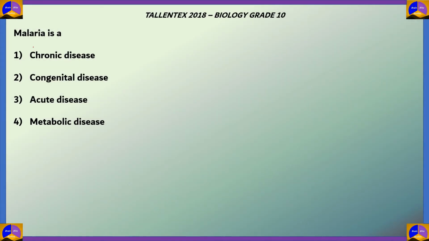Next question. Malaria is a chronic disease, congenital disease, acute disease, metabolic disease. So which of these is correct? For that, we need to understand the terms given here: chronic, congenital, acute, metabolic. Now, the term chronic disease refers to diseases that last a year or more, and they limit daily activities. So for example, if you have a cardiac arrest or diabetes and so on, those are chronic diseases and they limit daily activities.